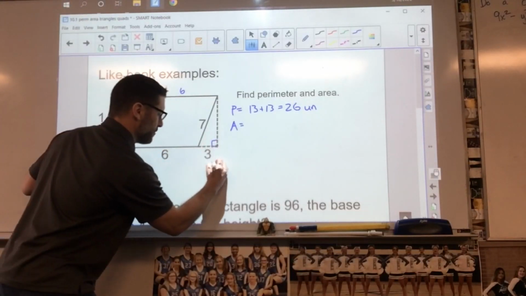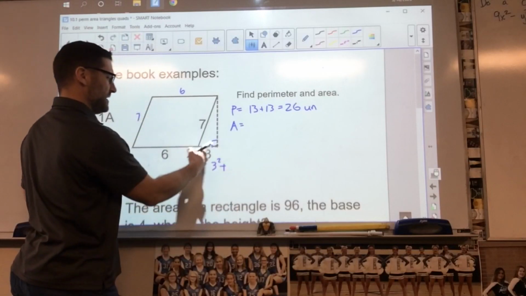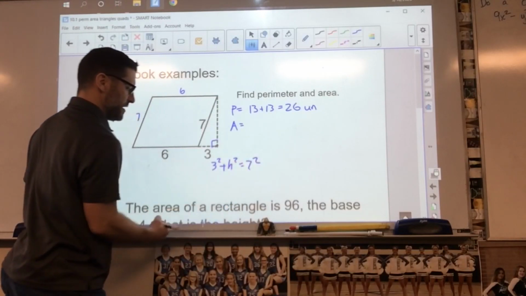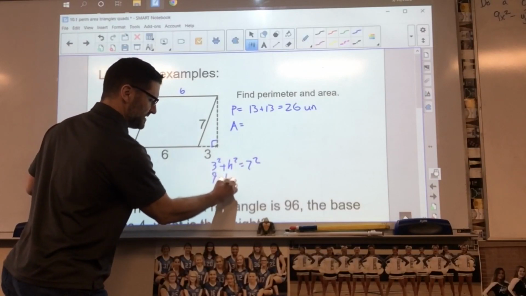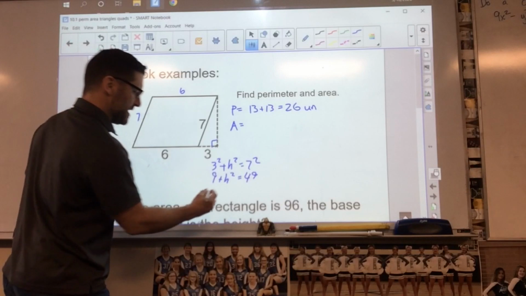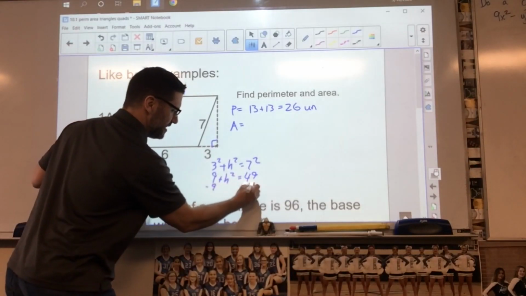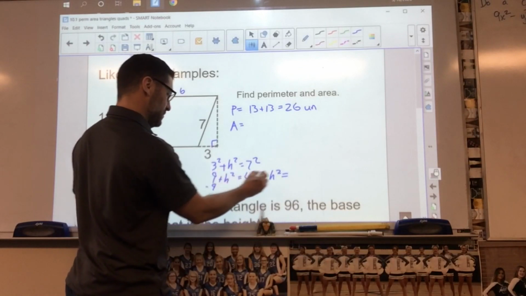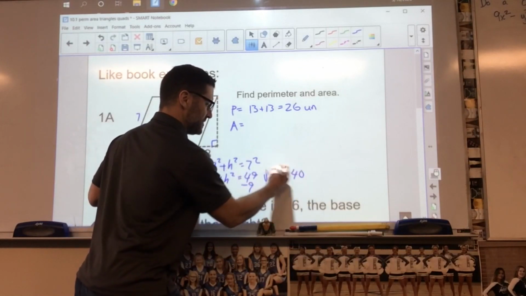So I'm going to do that. So I'm going to go 3 squared plus the height, I'm just going to put in h squared equals 7 squared. That's 9 plus h squared is 49. I'll subtract the 9 off. I got my h squared value is equal to 40, and then I'll square root it.